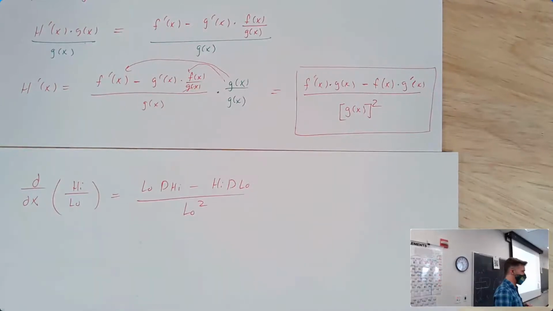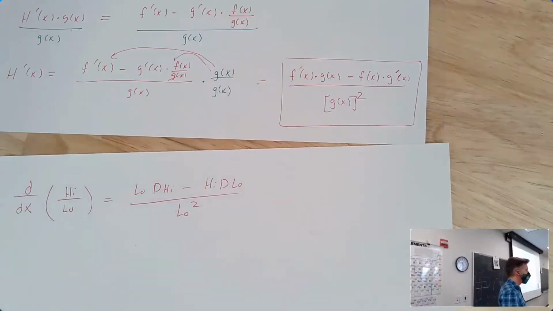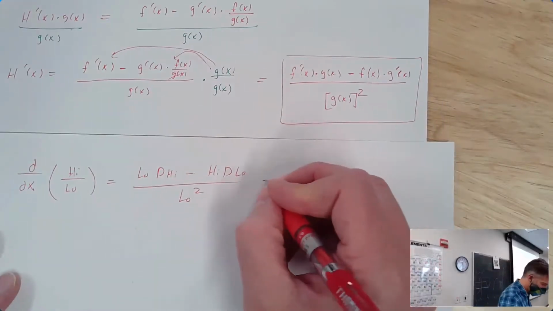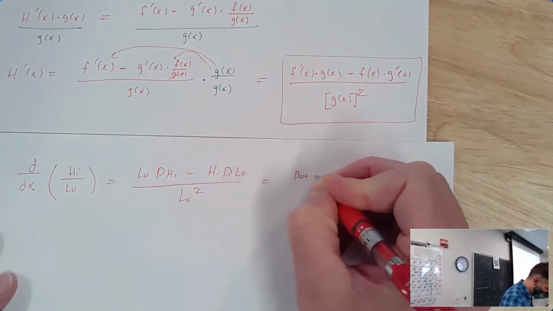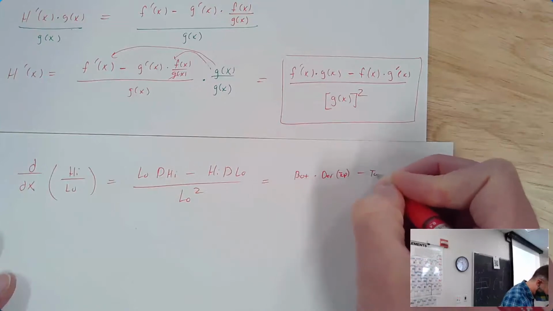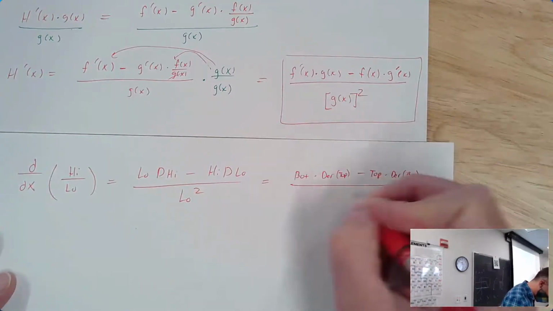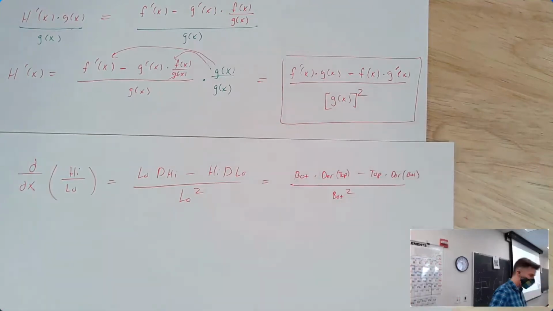It's the bottom times the derivative of the top minus the top times the derivative of the bottom all over the bottom squared. I mean, it's obviously a lot easier to say this, but that's not what my brain says. My brain really says bottom times derivative of top minus top times derivative of bottom all over the bottom squared. That's really what I'm thinking of every time I do this quotient rule.